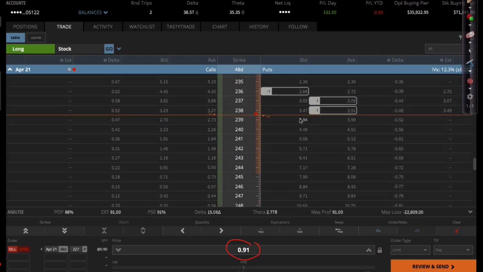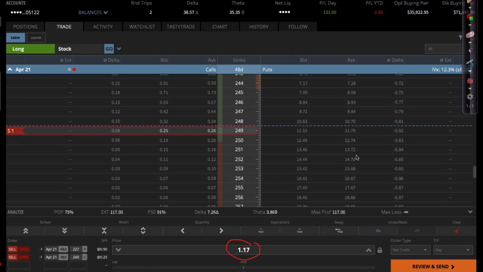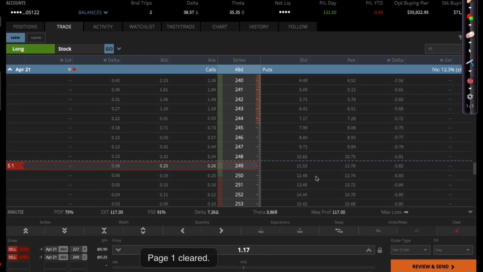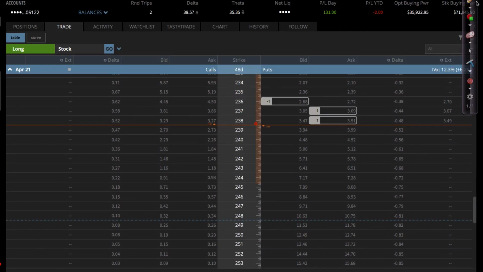Let me sell that strangle again at one. I'm just going to do it just outside of one standard deviation. There we go. Look, it's 117. So the credit for a straddle is much higher than a strangle. Now the reason for that is because when you go closer to the money, the extrinsic value, which is that time and volatility value of an option, gets higher.